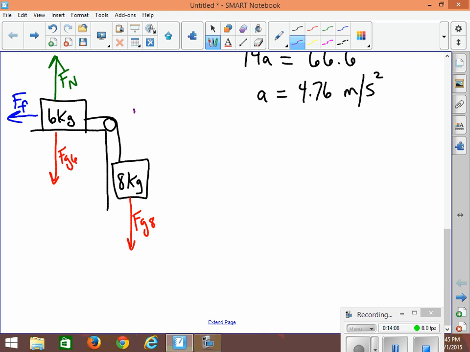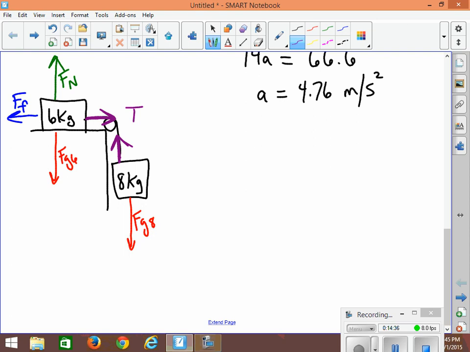We put a little T here, so we have to understand that the tension inside this rope, remember, tension only pulls. Ropes can only pull, they can't push. And so tension occurs in a string in both directions. It pulls this way on the 6 kilogram block, and it also pulls up this way on the 8 kilogram block. And it's the same value, it's the same tension. So what we're going to do is figure out what that tension is.